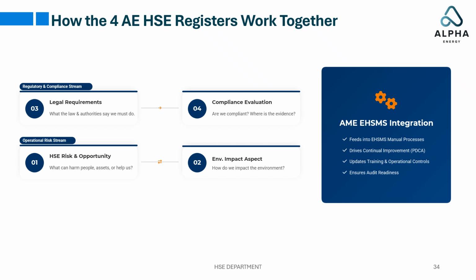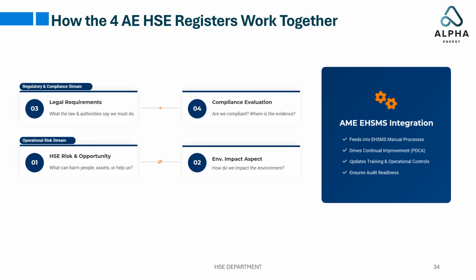In the operational risk stream, the process begins with Reg 01, HSE Risk and Opportunity Register, which identifies operational risks that could harm people, assets, or the business, as well as opportunities to improve performance. These activities are connected to Reg 02, Environmental Impact Aspect Register, which focuses specifically on how operations impact the environment and what controls are required to prevent pollution and ensure sustainability.